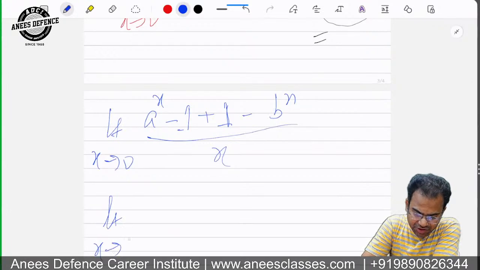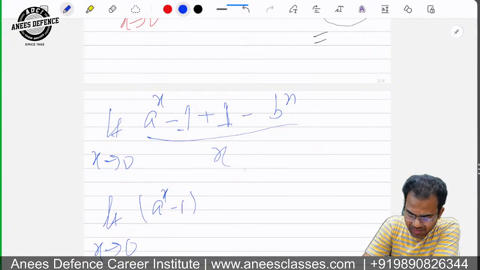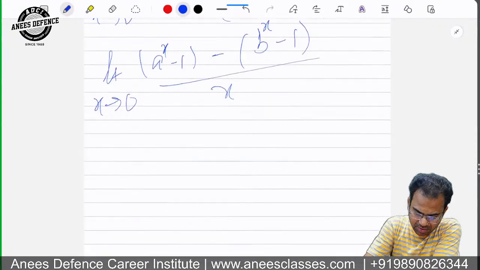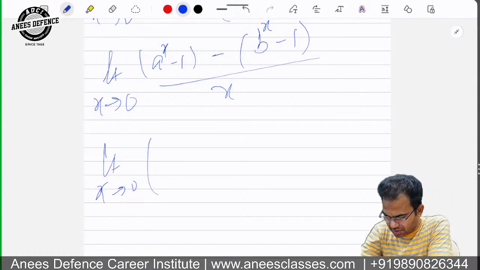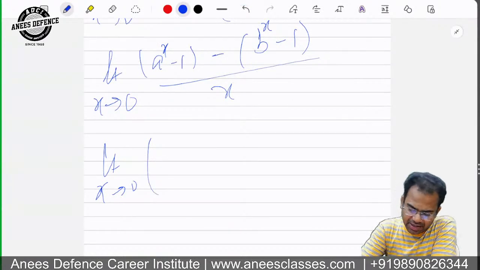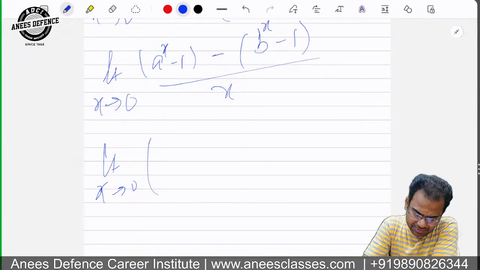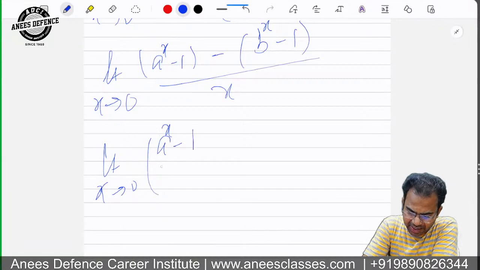Now limit x tends to 0, a to the x minus 1. I will take minus common from these two second terms. So this will be b to the power x minus 1 upon x. Limit x tends to 0. Yeah, you have done by L'Hopital law, I think. Is it correct?